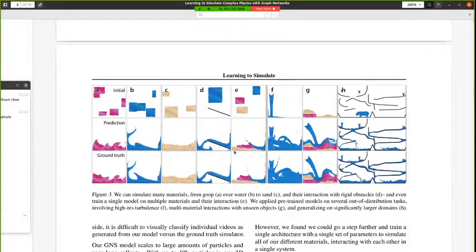So you can get how different materials not only interact with other particles of their own material, but also of others, which is pretty cool.